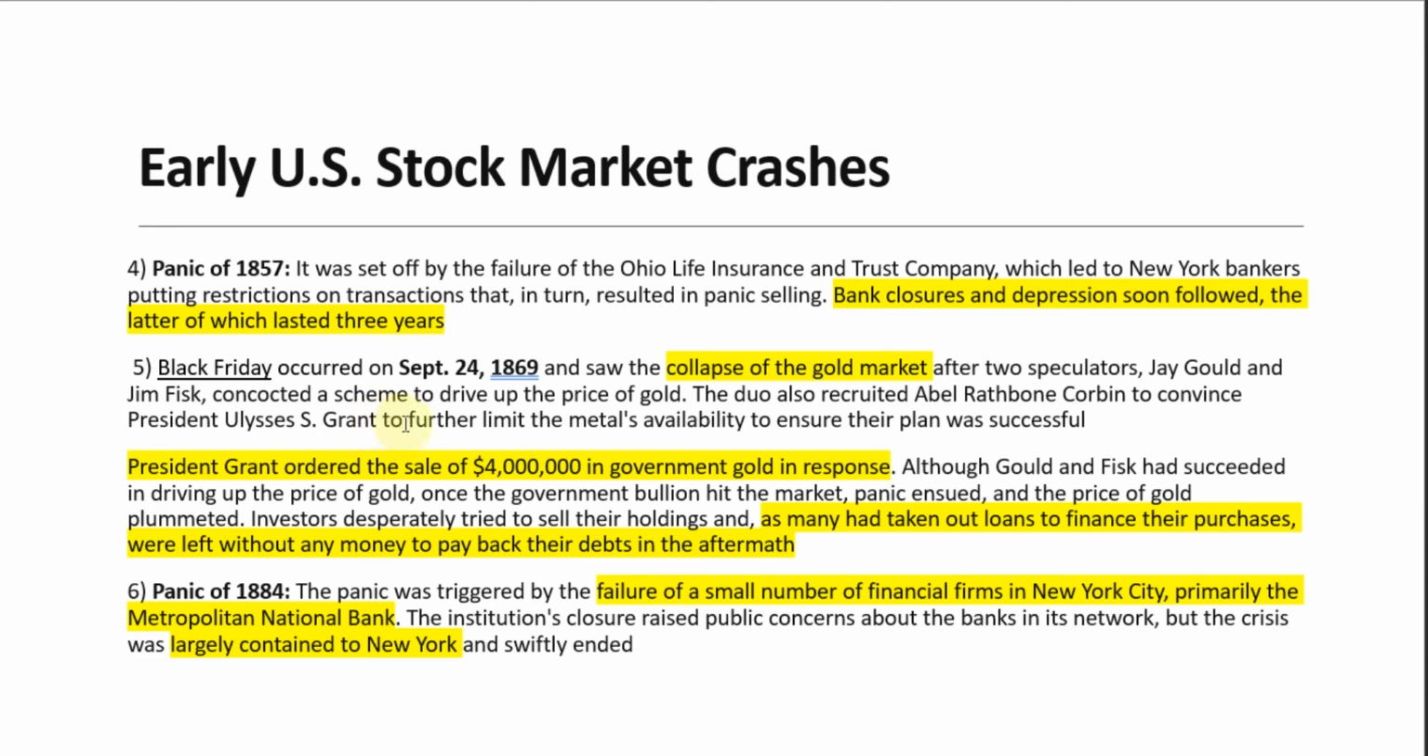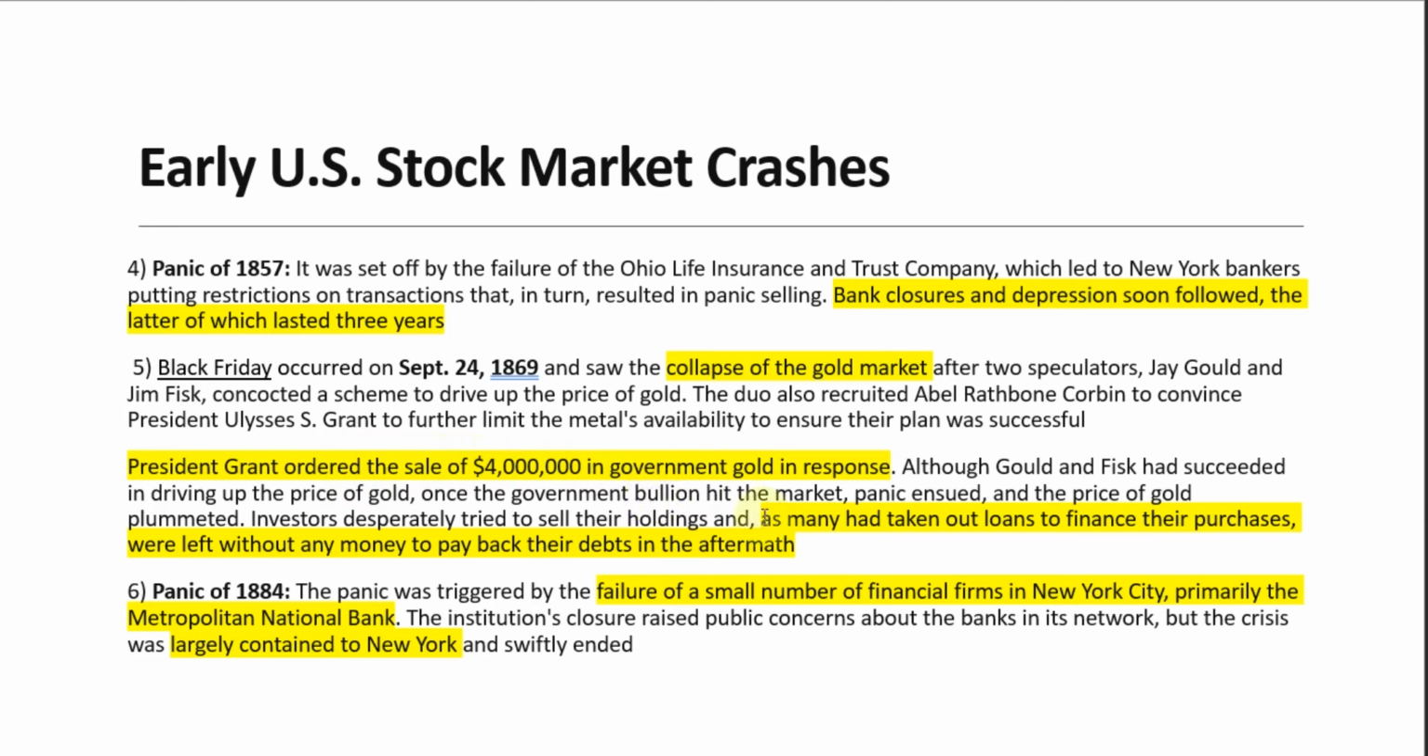But anyway, they were trying to limit the metal's availability. Of course, supply and demand, you know how that goes. Less supply, more demand, the higher the price. However, President Grant, man, he was a stud. He didn't go along with that, and he ordered the sale of over $4 million in government gold, which of course brought the market down.